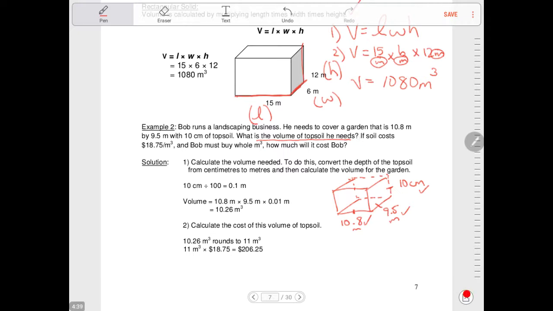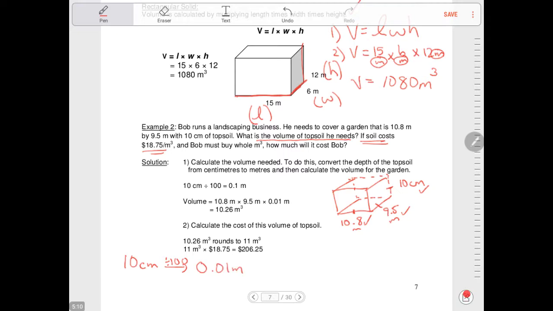Now you should be thinking to yourself, okay, well, I could put this all into meters or into centimeters. But here's the hint. If soil costs $18.75 per meter cubed, that's kind of going to be your hint. The money, the unit price in this case, is in meters cubed. So my advice to you is change that 10 centimeters into meters. So 10 centimeters, if you divide that by 100, is 0.01 meters.